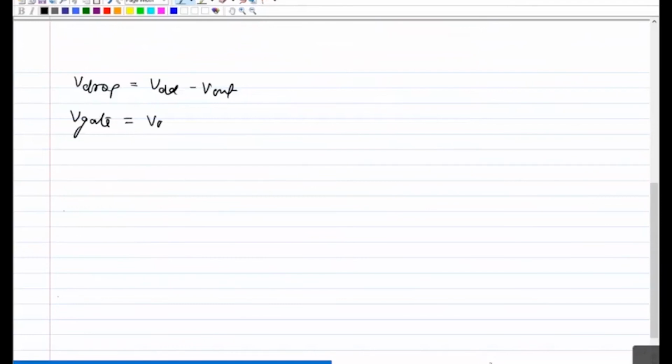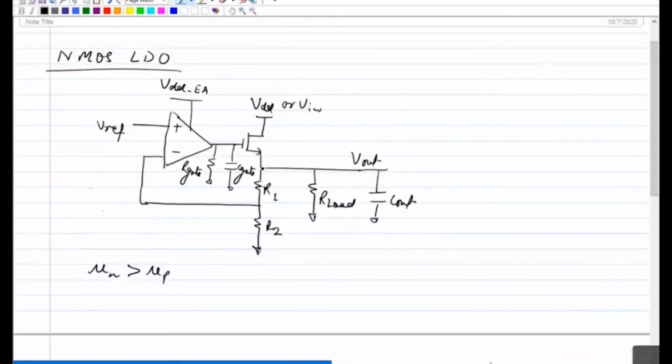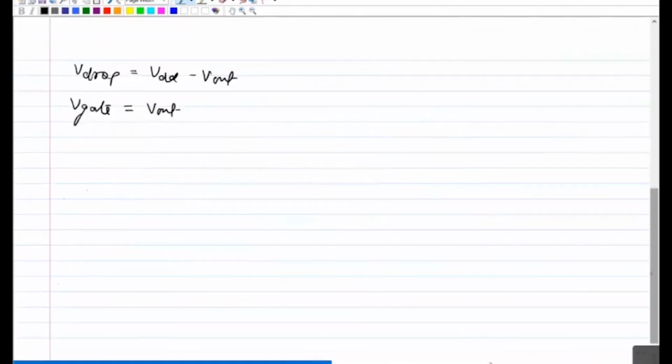So if you go from source towards gate, you require one VGS here. So your gate voltage required, if this is V gate, and one VGS should be, so V gate equals V out plus VGS, and VGS should be equal to VTH plus what? Overdrive voltage, VOD.